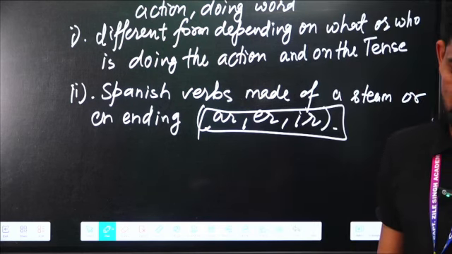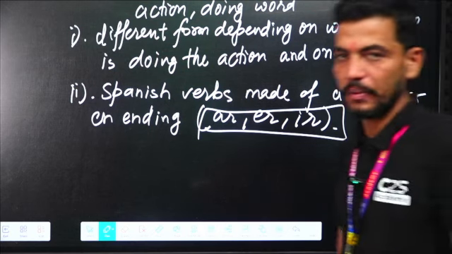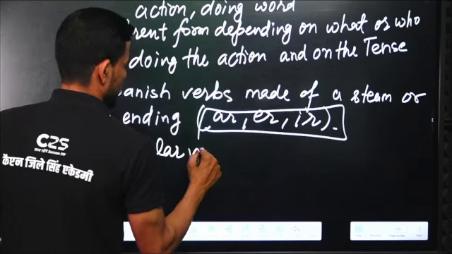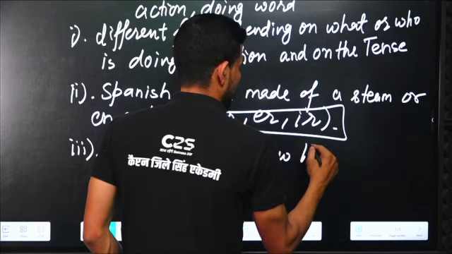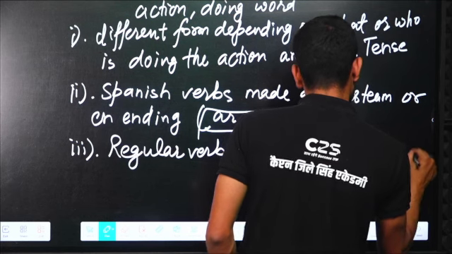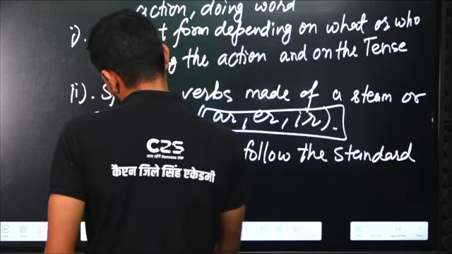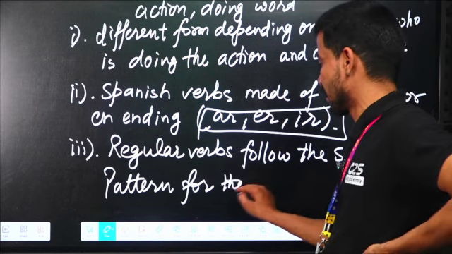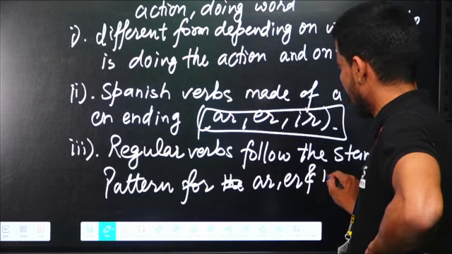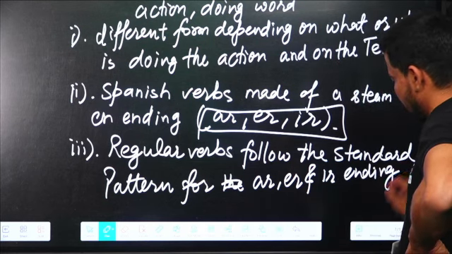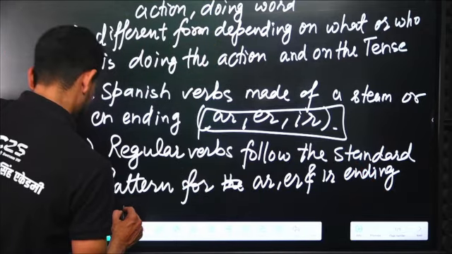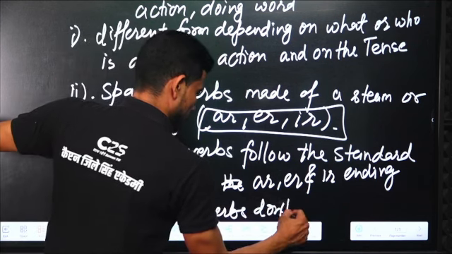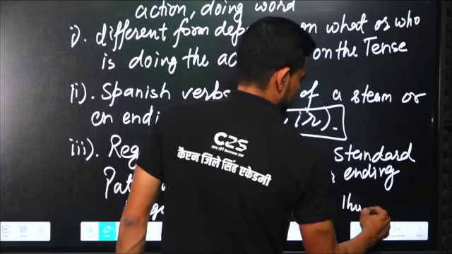Then regular verbs follow the standard pattern for AR, ER and IR endings, but irregular verbs don't follow this pattern.